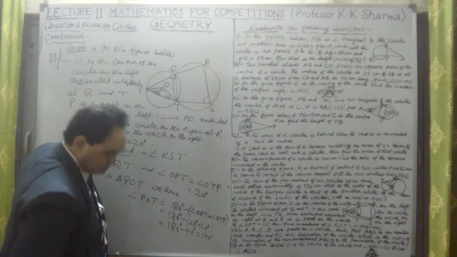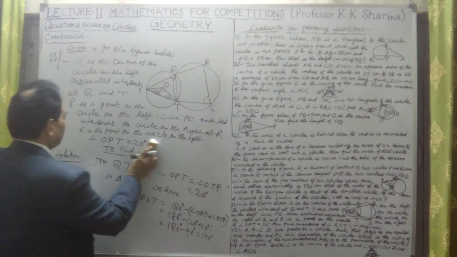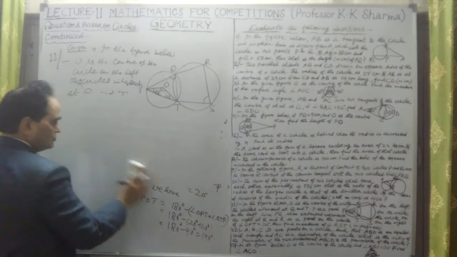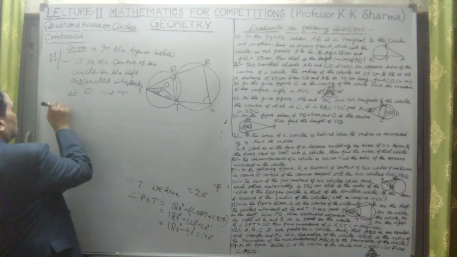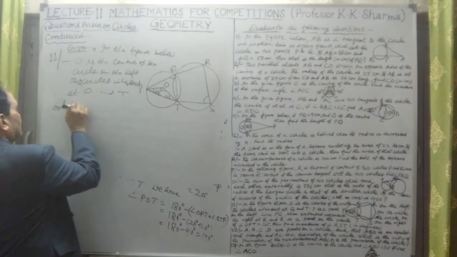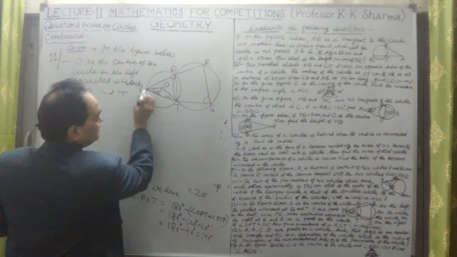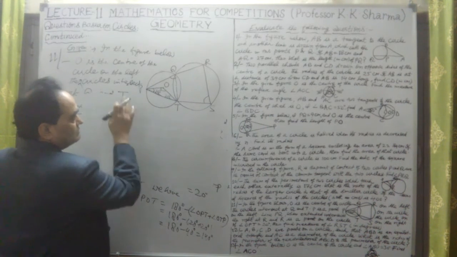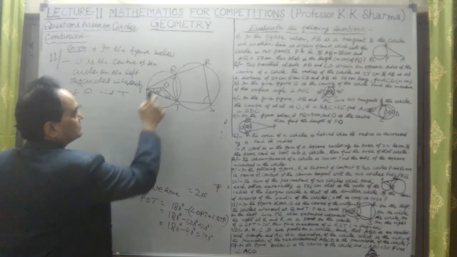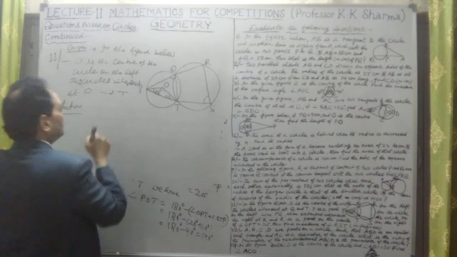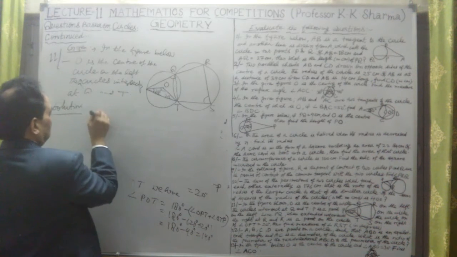Therefore, let me solve it here. This whole I have written down already, so let me find the solution here. Now try to understand. This angle is subtended at the center by the arc PT, and the same arc is subtending angle PQT on the alternate segment.